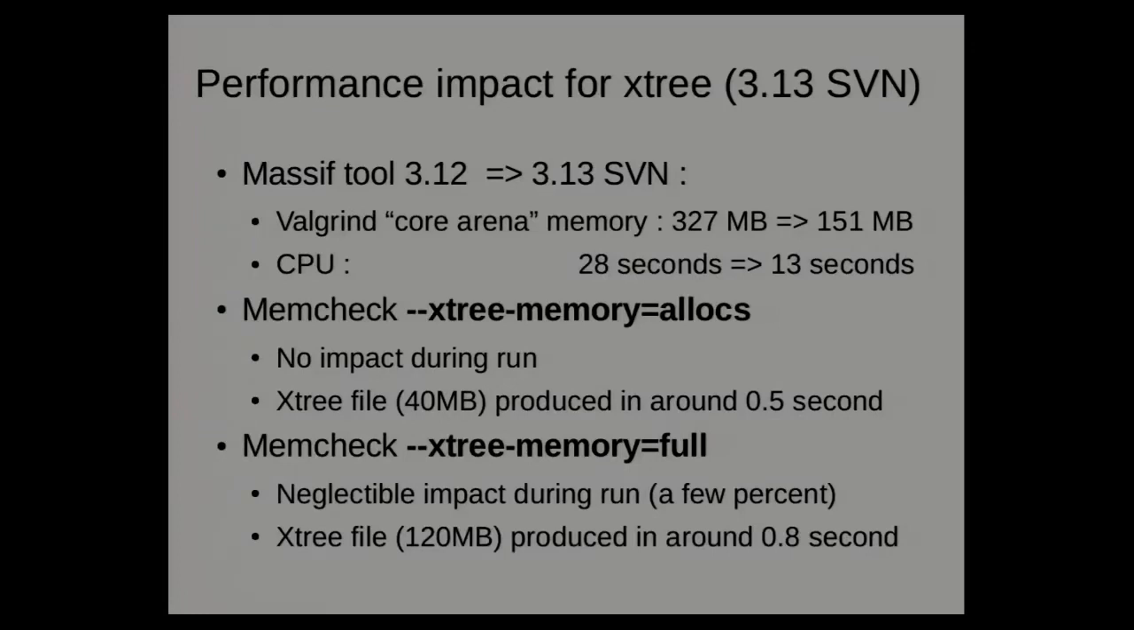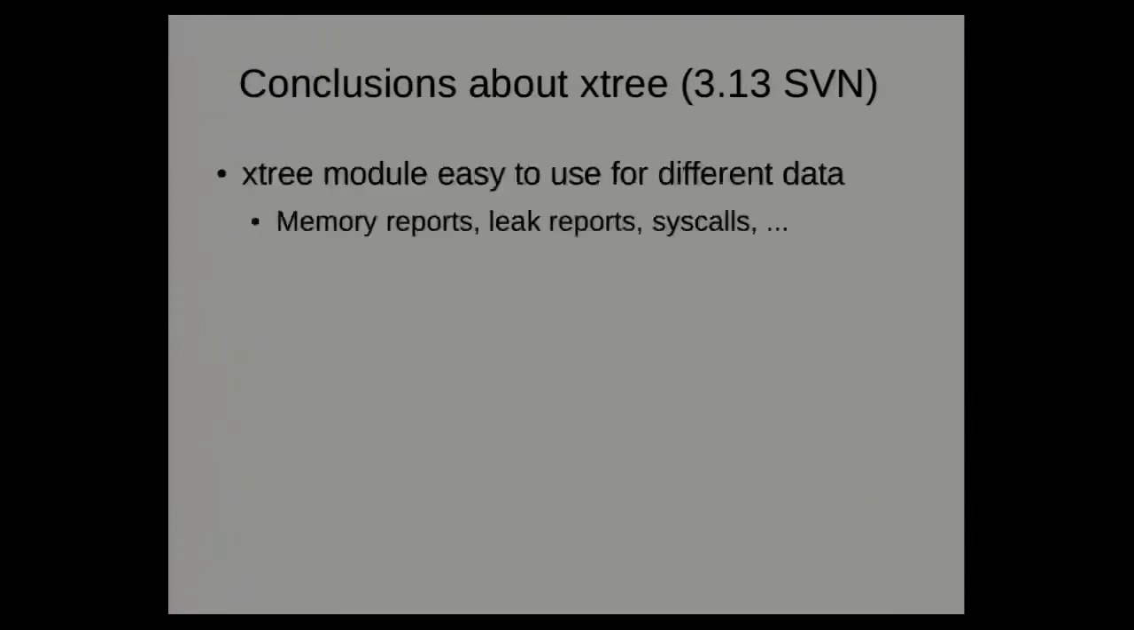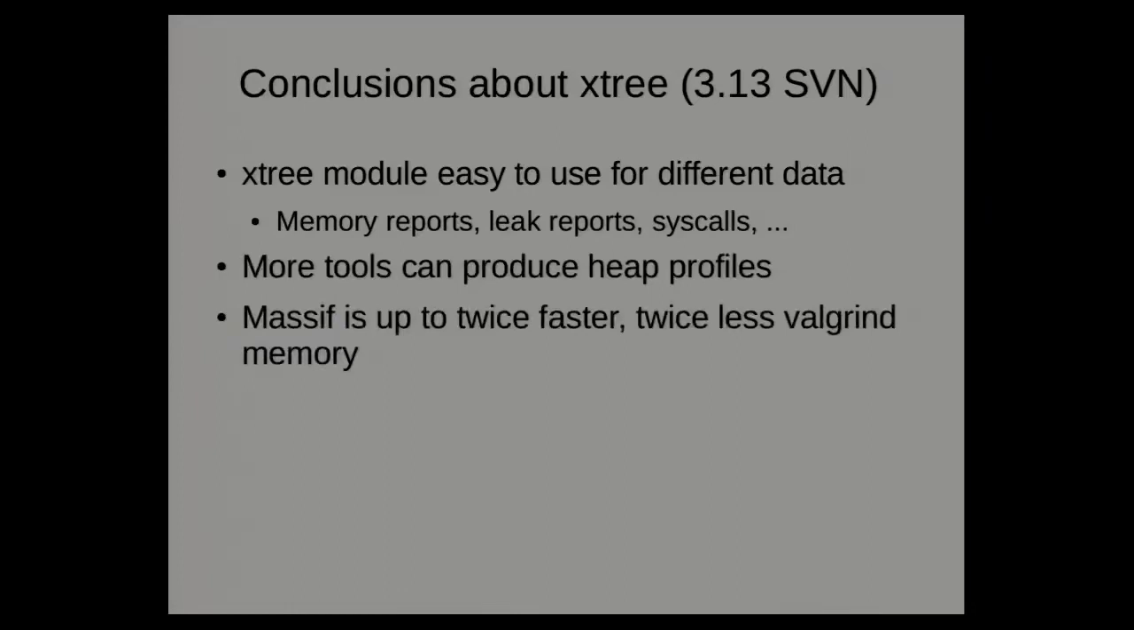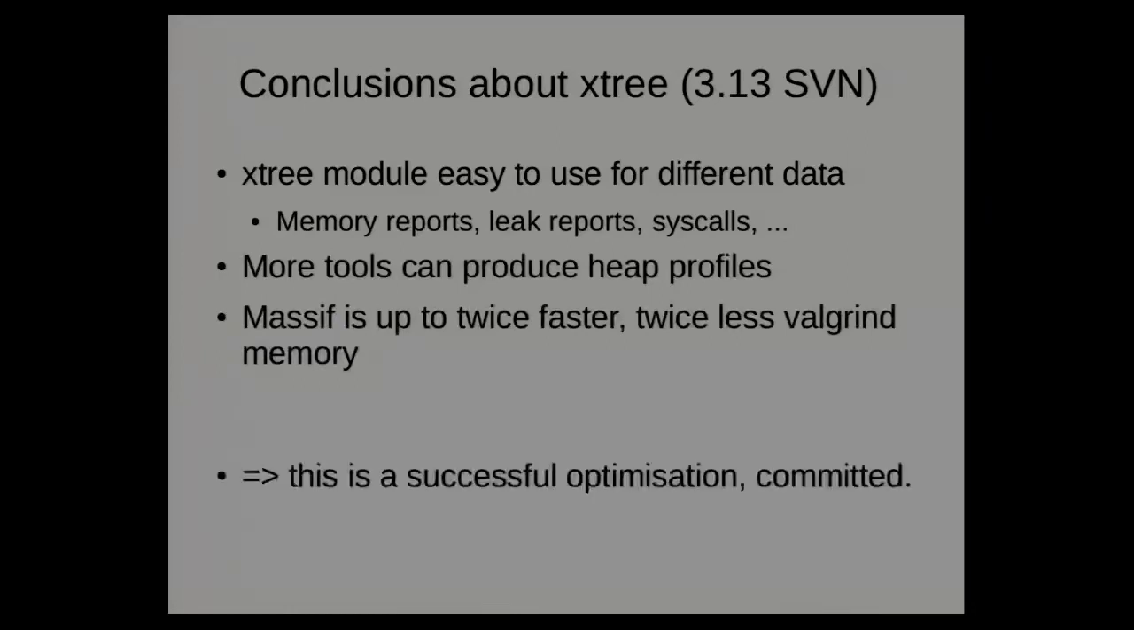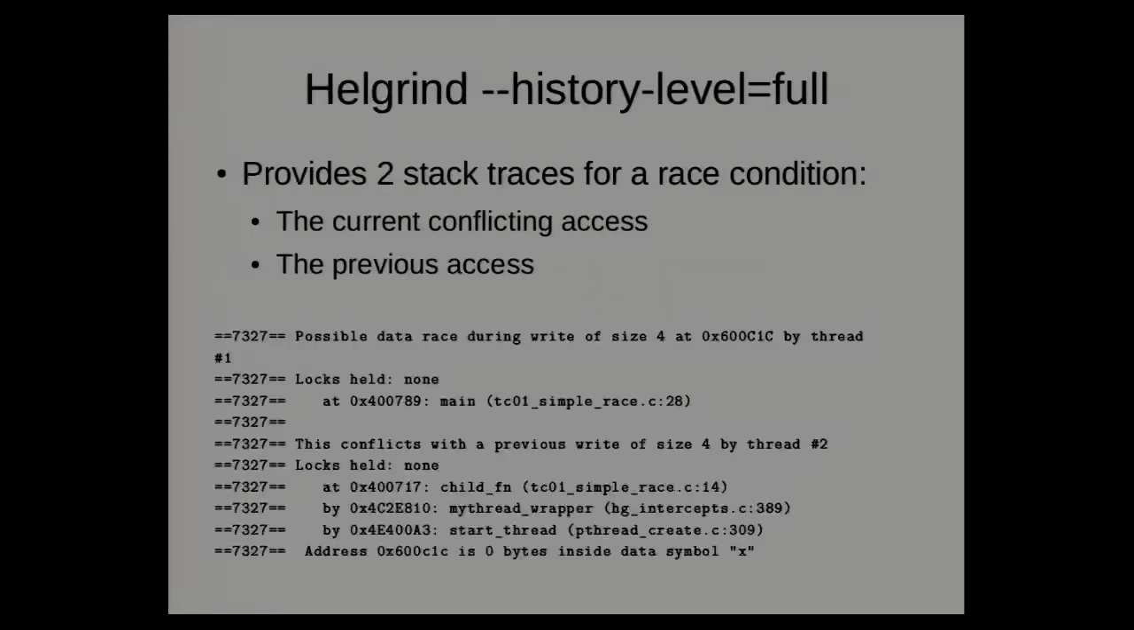The history file for the memory equal full is bigger because we have more events. It's 120 megabytes produced in about 0.8 seconds. Note that the massive file will be a lot bigger, because the massive file format does not have any compression features that the code reader has. So, conclusion about history: the history module is easy to use for different data. You can use it for memory reports, leak reports, and I hope this code one of these days, and then we have more tools that can produce image files. Massive is faster, uses less memory, and so this is a successful optimization, and it was complete.